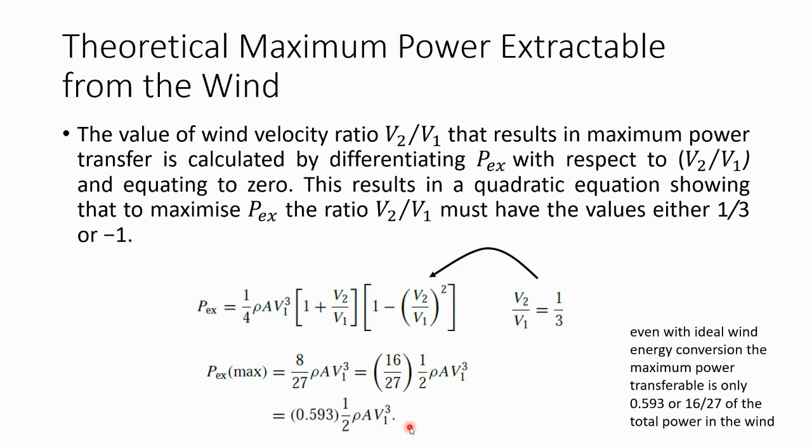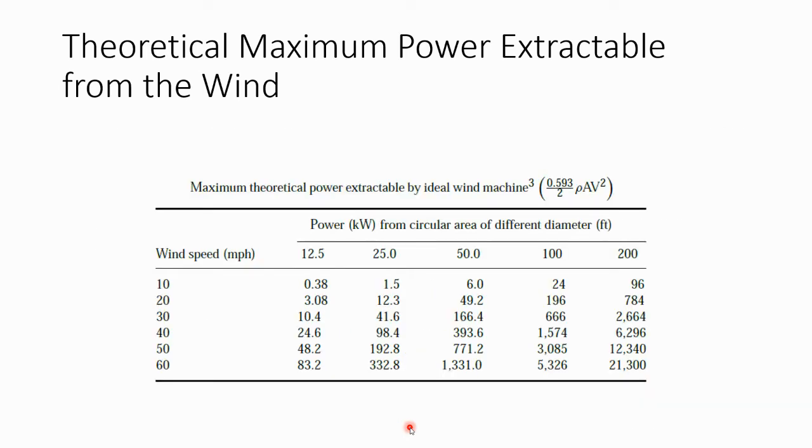So even in an ideal case, the maximum extractable power from the wind turbine is only equals to 59.3% of the total incoming wind power that is offered by the wind. Okay, and this is a very important property, and this is the equation, the golden equation that wind turbine designers use or refer to when designing their wind turbine.